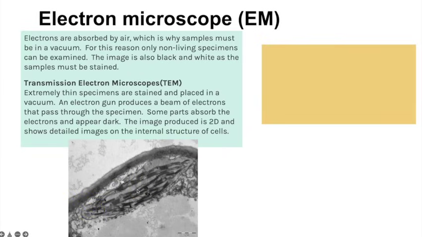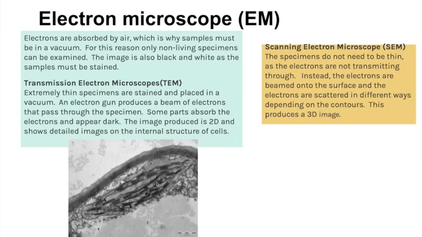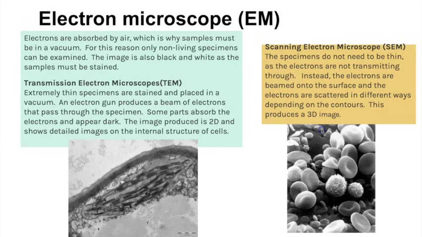of those small organelles. A scanning electron microscope creates 3D images in contrast. The specimen does not need to be thin, and that's because the electrons are not going to be passing through the specimen. Instead, the electrons are beamed onto the surface, and the electrons are scattered in different ways depending on the contours. And that is how we get these 3D images, which we can see here in these different blood cells in a sample from the blood.